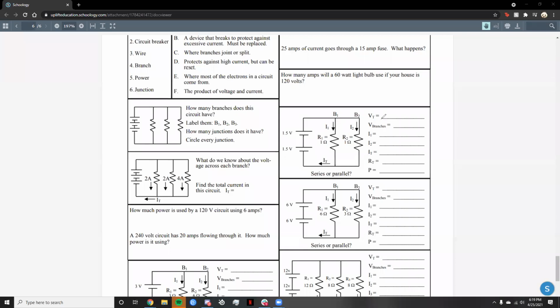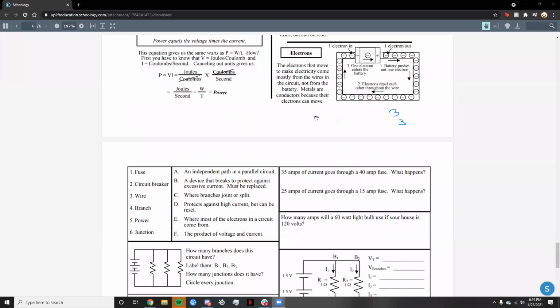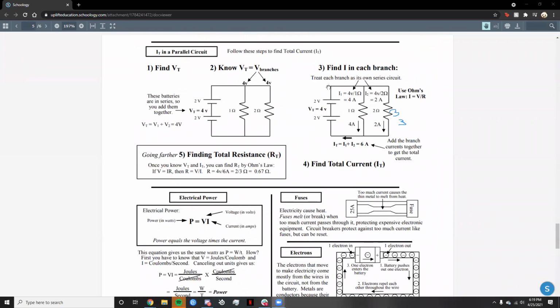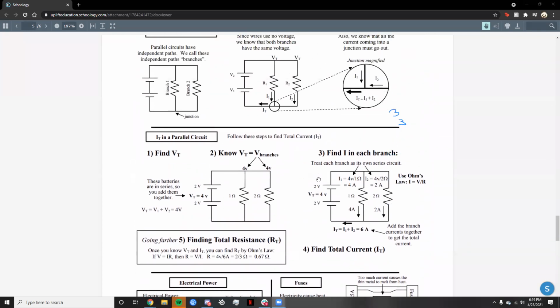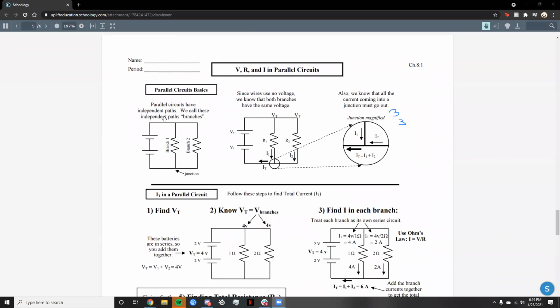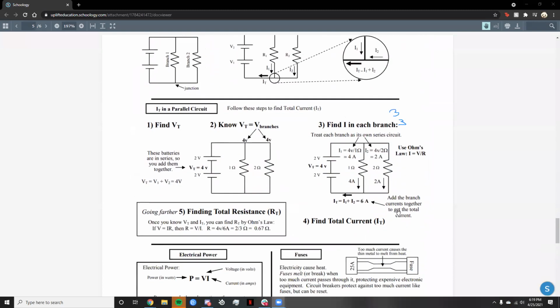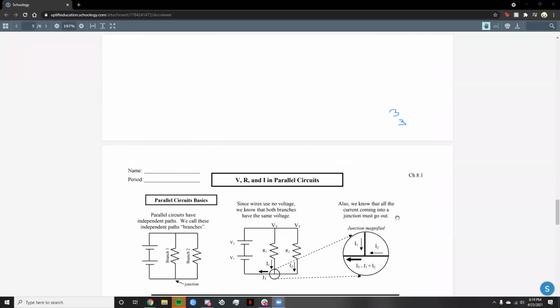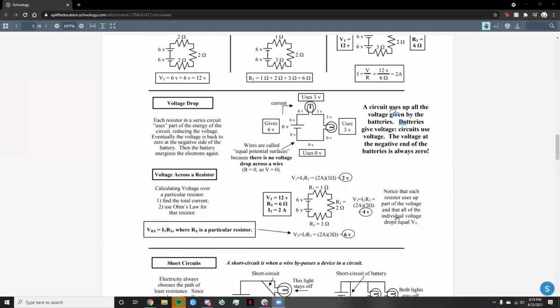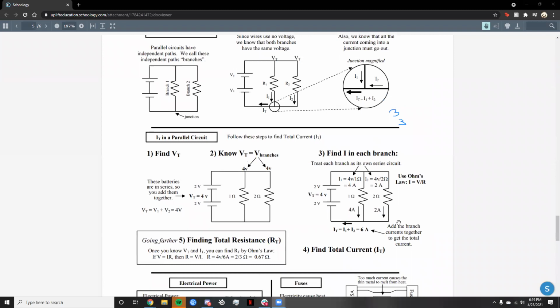Our V total is 1.5 and 1.5, so that's 3.0. V branches are always going to be 3. Treat each branch as its own circuit. These batteries are in series, so you have them together. Where does it say it? It should say it somewhere. Oh, it doesn't say it somewhere. I thought it did.